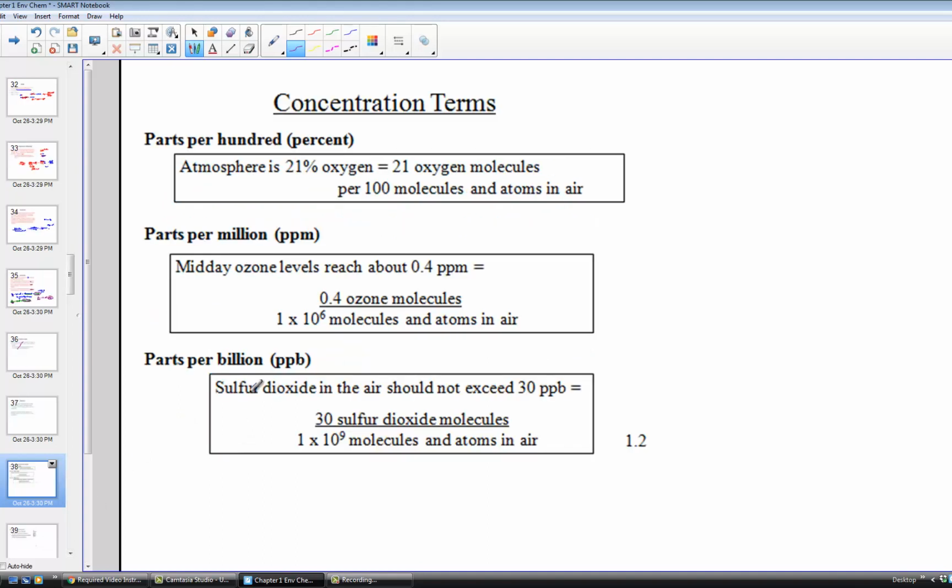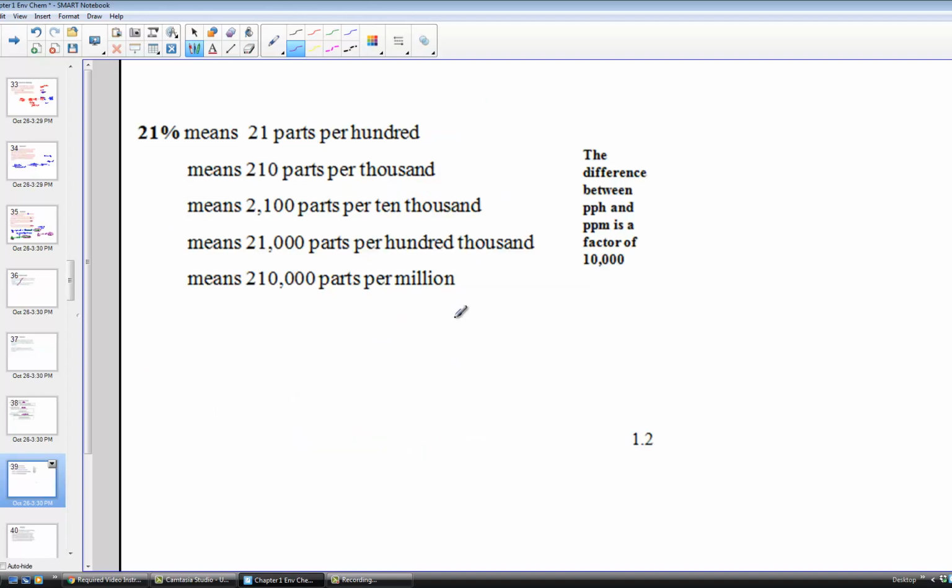These concentration terms, parts per hundred, which we know to be a percent, parts per million, which is out of a million parts, and parts per billion, which is out of a billion parts, are the lessons that we just practiced with these previous examples. How many parts out of 100? How many parts out of a million? How many parts out of a billion? We've done great work at practicing what that means.